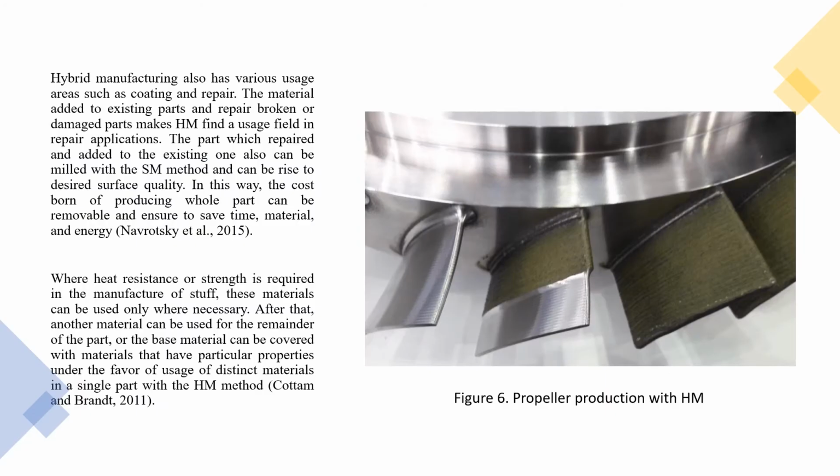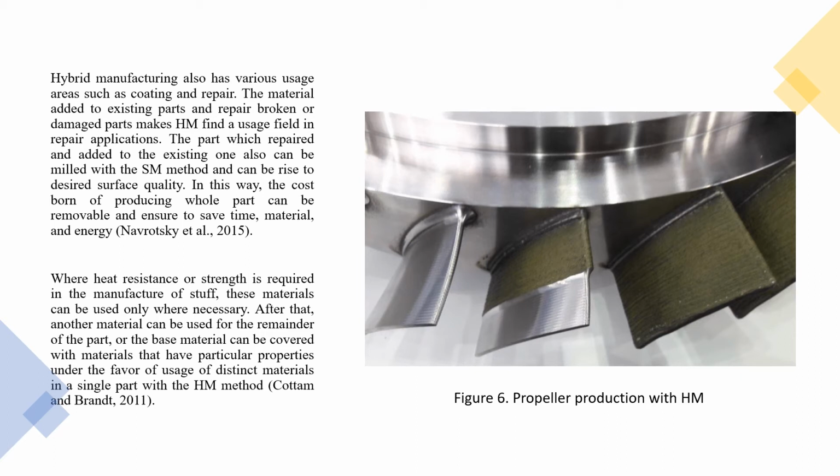Hybrid manufacturing also has various usage areas such as coating and repair. The material added to existing parts and used to repair broken or damaged parts makes HM find a usage field in repair applications. The part which is repaired and added to the existing one can also be milled with the SM method and can be raised to the desired surface quality.